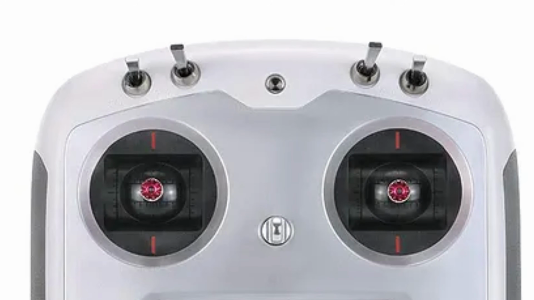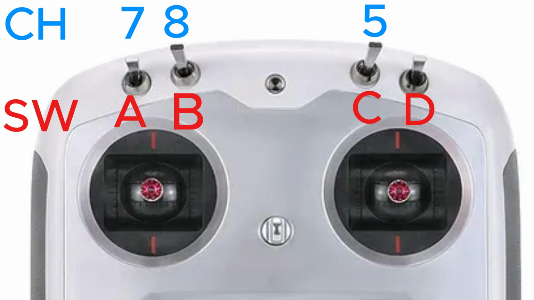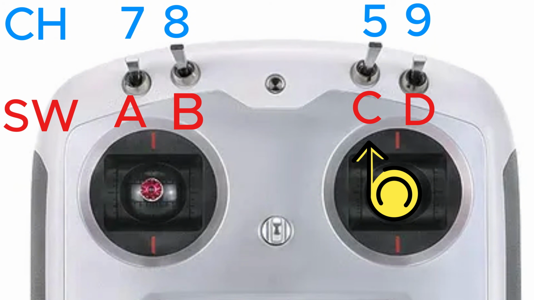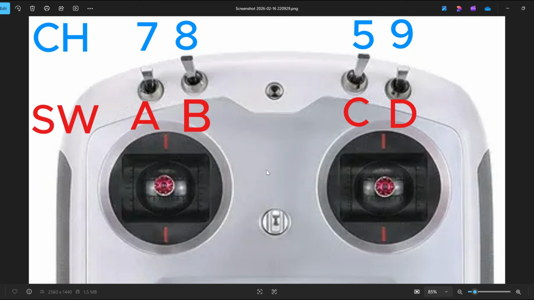All right, here we have the stock TX. If we look at the switches, the toggle switches, we're always from left to right, A, B, C, or D. No matter what flight controller you're using, for any Flywing proprietary flight controller, you've always got channels 7, 8, 5, and 9. Channel 7 is always assigned to switch A. Channel 8 is always assigned to switch B. Channel 5 is always assigned to switch C. And channel 9 is always assigned to switch D. As you can see, these channels are always assigned to those switches.